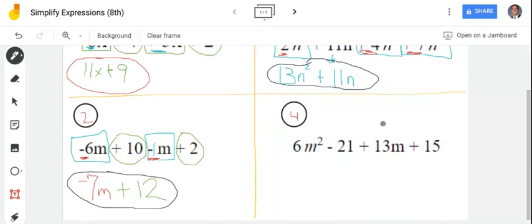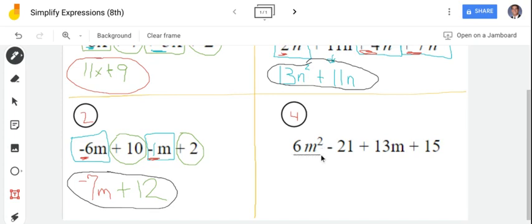That's what I circle. Okay, last example here, number 4. I have 6m squared minus 21 plus 13m plus 15. First thing I'm going to look for is like terms. I see this has an m in it, variable m. This has an m in it. But do they have the same exponent? This is m squared. This is m to the first. So they're not like terms.